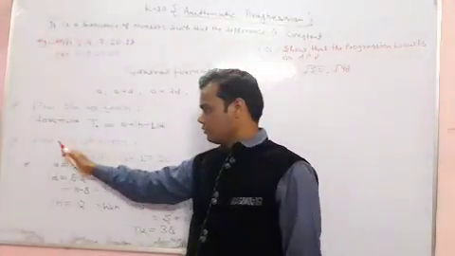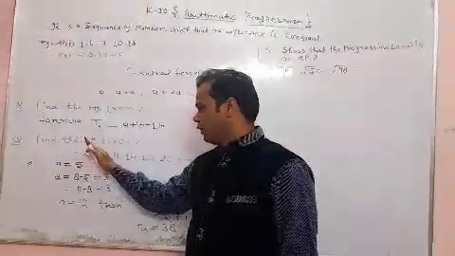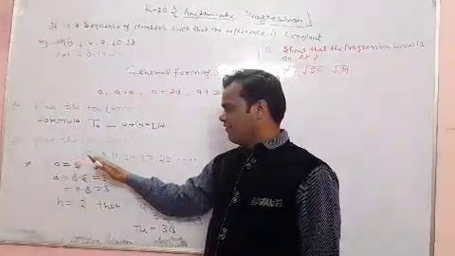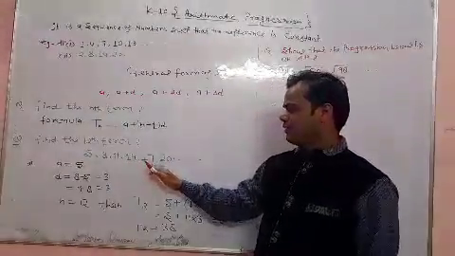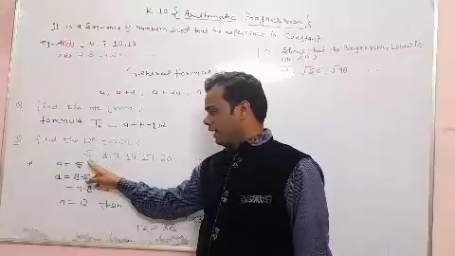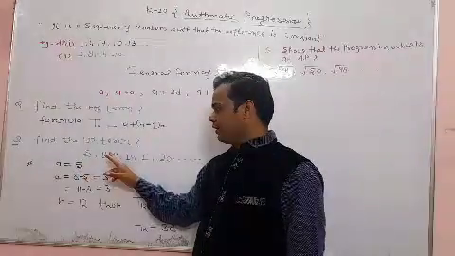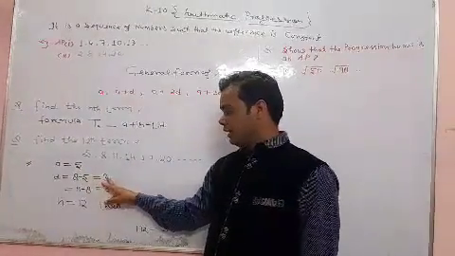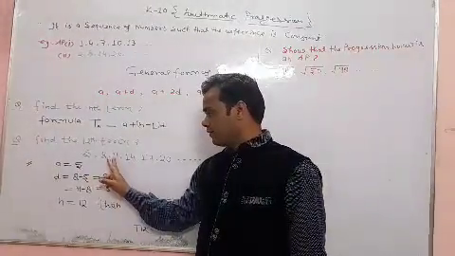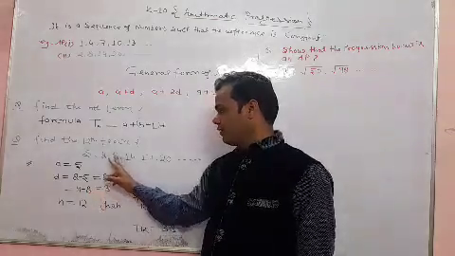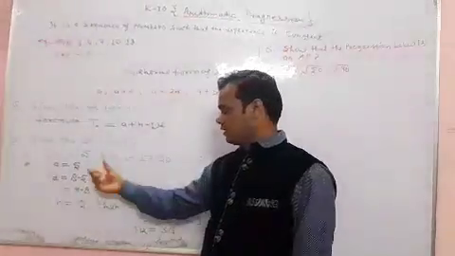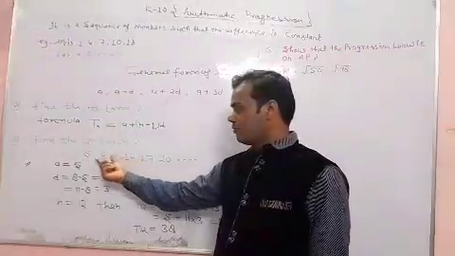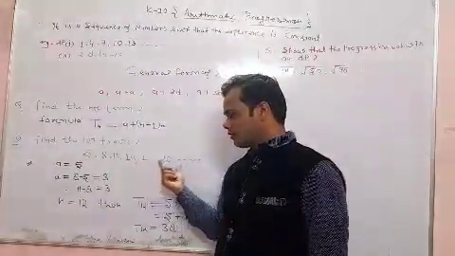Taking a question to solve: find the 12th term of the given series 5, 8, 11, 14, 17 and 20. So A equals 5 and the common difference D equals 8 minus 5, which is 3, and the second common difference is 11 minus 8 equals 3. 14 minus 11 equals 3. That means the progression is an AP, arithmetic progression, because the common difference between two numbers is the same.